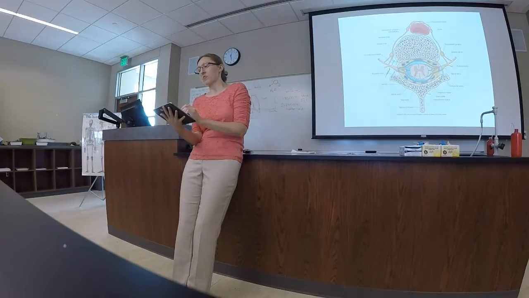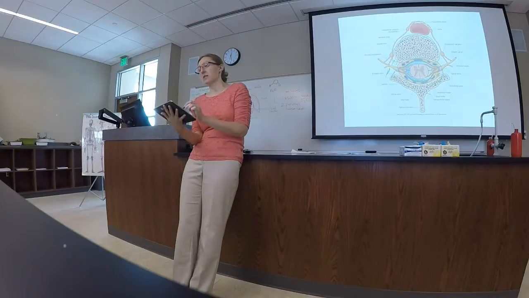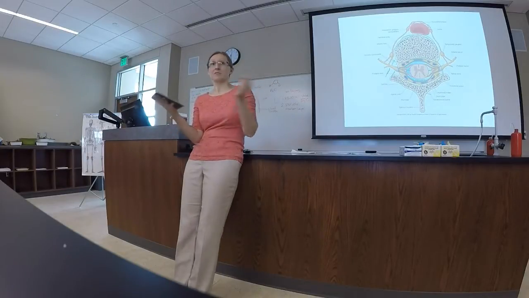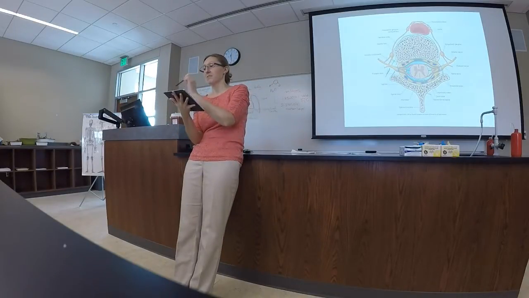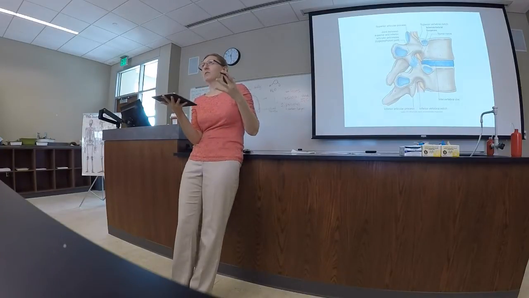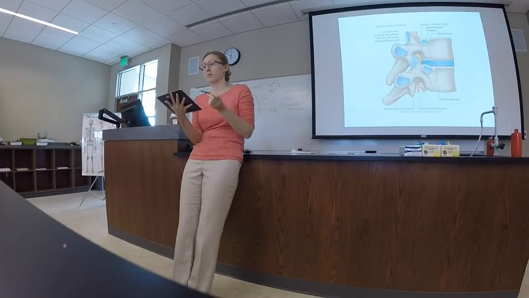It has extra fat in the extradural space, which helps cushion it, as well as all the meninges. Okay, so that's basic vertebral anatomy. Know what each part is and what its purpose is.